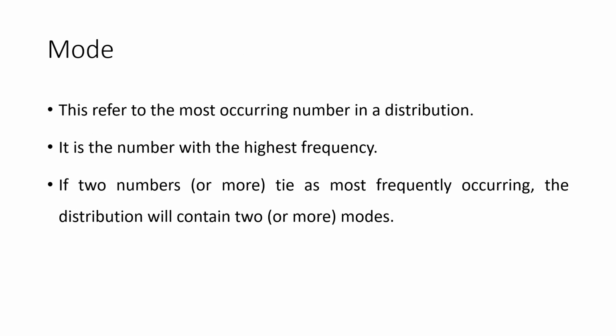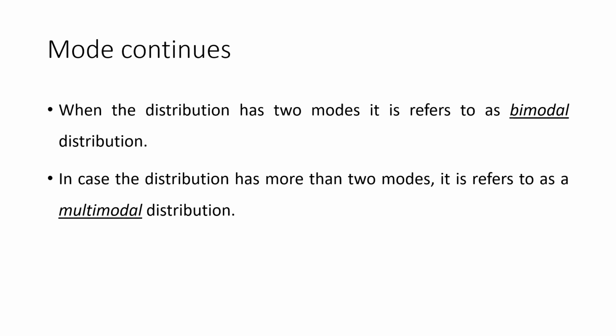Moving forward, how do we use mode to determine the measure of central tendency? Mode refers to the most occurring number in a distribution, that is the number with the highest frequency. It is possible that in a distribution we have two or more tied as most frequently occurring. As a result, such a distribution will contain two or more modes. If a distribution has two modes, it is referred to as a bimodal distribution. However, if it has more than two modes, it is referred to as a multimodal distribution.